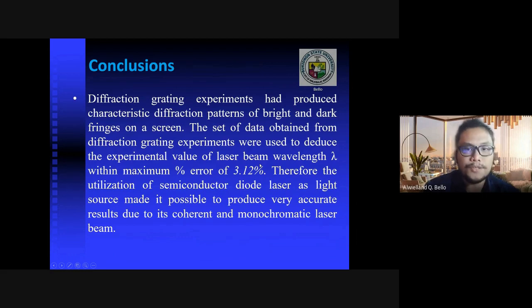For the conclusion, diffraction grating experiments had produced characteristic diffraction patterns of bright and dark fringes on the screen. The set of data obtained from diffraction grating experiments was used to deduce the experimental value of laser beam wavelength, lambda, within a maximum percentage error of 3.12%. Therefore, the utilization of a semiconductor diode laser as light source made it possible to produce very accurate results due to its coherent and monochromatic laser beam.